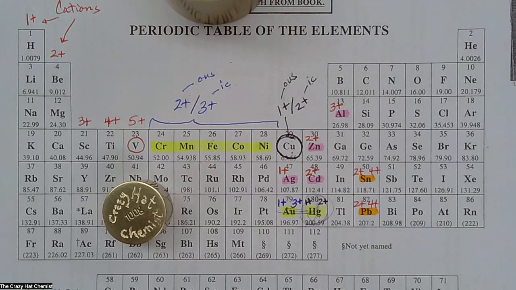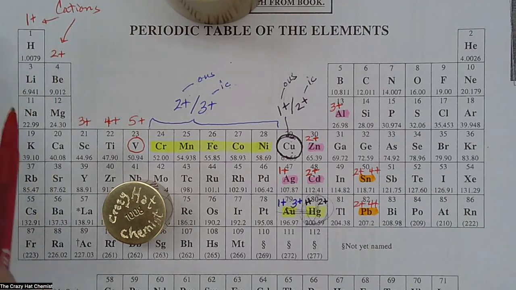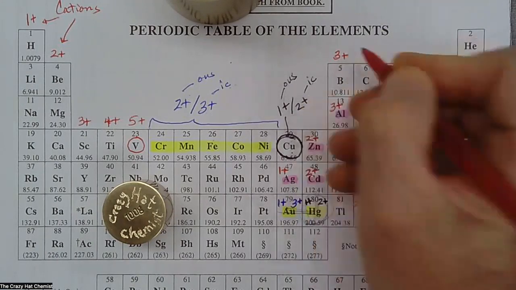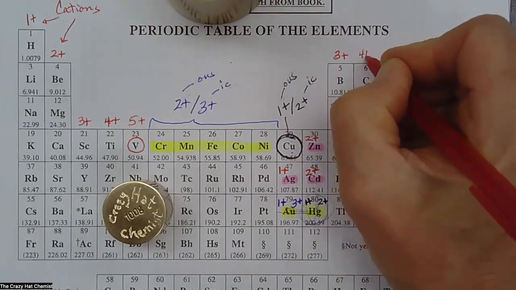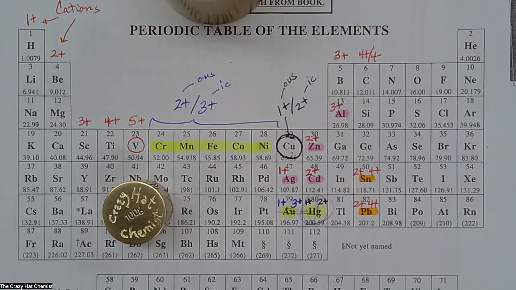All right, so fantastic. We're going to come back over here and go 1 and 2 plus, and then we're going to skip this transition element region, and go 3 plus. And then we're going to go 4 plus and maybe a 4 minus. So there is my change right there.